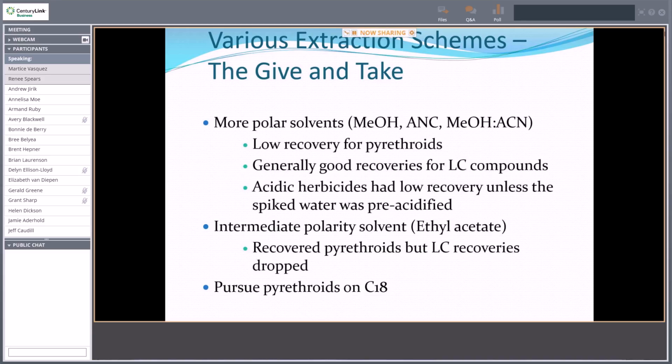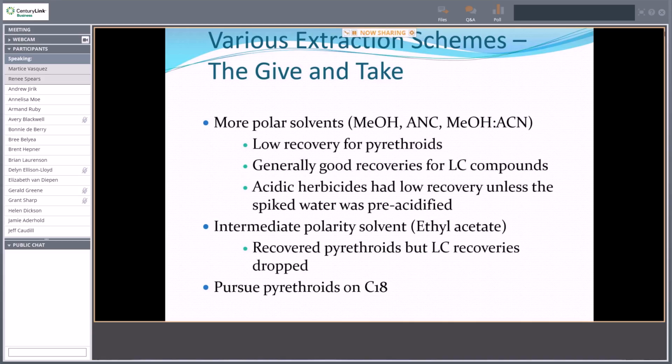So when we were trying to do a give and take to see if we could get better recovery for the pyrethroids without compromising the recovery for the LC compounds, we moved to more intermediate polarity solvents such as ethyl acetate. We got better recovery of the pyrethroids, but we were losing recoveries of the LC compounds. So working with DPR, it was kind of like this give and take: we got this compound, but we lost this one. We got this, we lost that. It was a big back and forth of what do you guys want, which ones do you really want? This is when the idea of the wish list became more of a reality list.